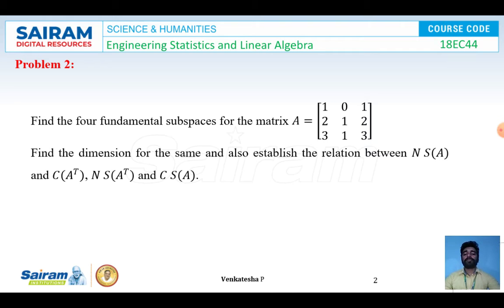Problem number 2. Find the four fundamental subspaces for the matrix A equal to [1, 0, 1; 2, 1, 2; 3, 1, 3]. Find the dimensions for the same and also establish the relation between the null space of the matrix A and the column space of the A transpose matrix, and the null space of A transpose matrix and the column space of A matrix.